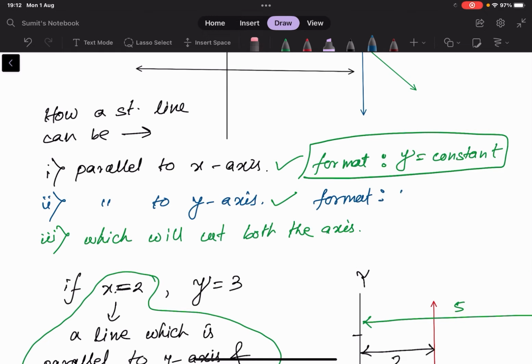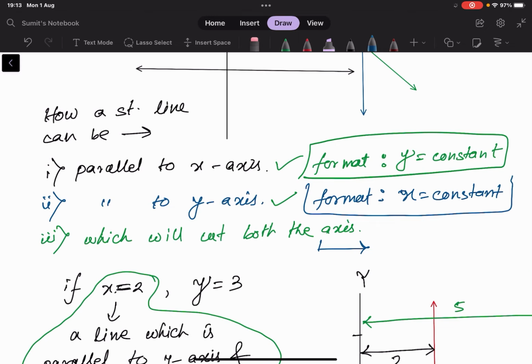Format will be x equal to constant only. Like if an equation is in that format, then you will understand that the line is parallel to the x-axis or parallel to the y-axis. And the other kind will cut both the axes. If it cuts both the axes, that means in the equation there will be two variables.